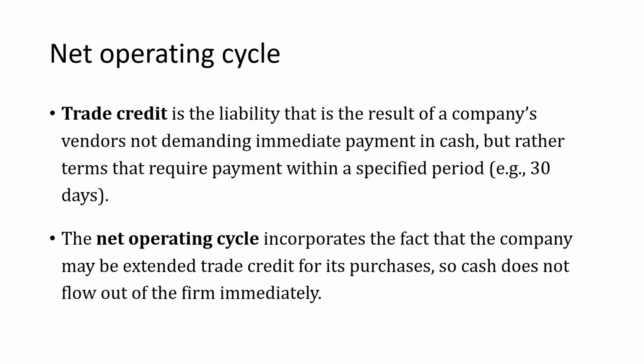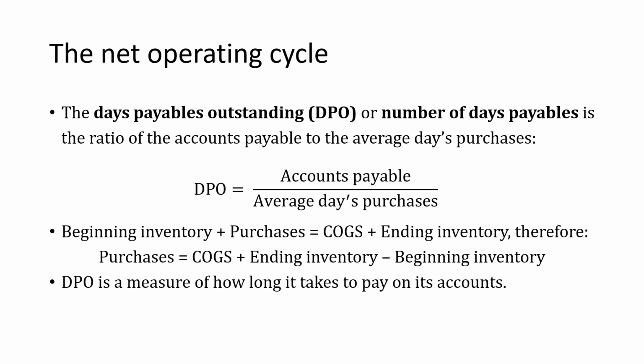So what we do is we calculate the net operating cycle, considering that we don't have to pay out cash for those raw materials right away. So calculating the net operating cycle, we first have to calculate the days payables outstanding, DPO, or number of days payable. And this is the ratio of accounts payable, so from the liability section of the balance sheet, divided by average days purchases. Now, you're not going to find purchases on a financial statement, but you can back into the number.